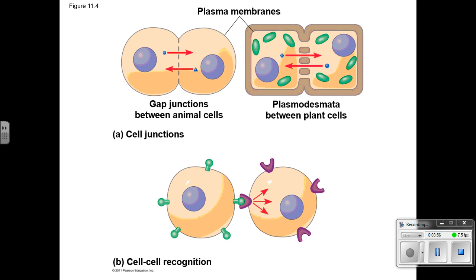And this just shows some pictures here. Gap junctions are between animal cells. In between plants, it's called plasmodesmata. You want to know that term, plasmodesmata. It's basically just a gap junction in between 2 plant cells. And so cell recognition is going to be where the cells are really close together and they're recognizing each other.